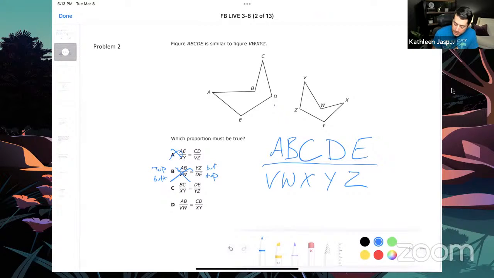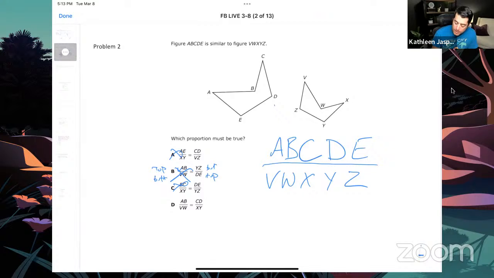So C says BC over XY, BC over XY. That's not going to work because they don't correspond. The only thing that corresponds is C over X. And that doesn't work because you got to have both of them in order for it to be correct. So by process of elimination, we see that D has to be the correct answer.